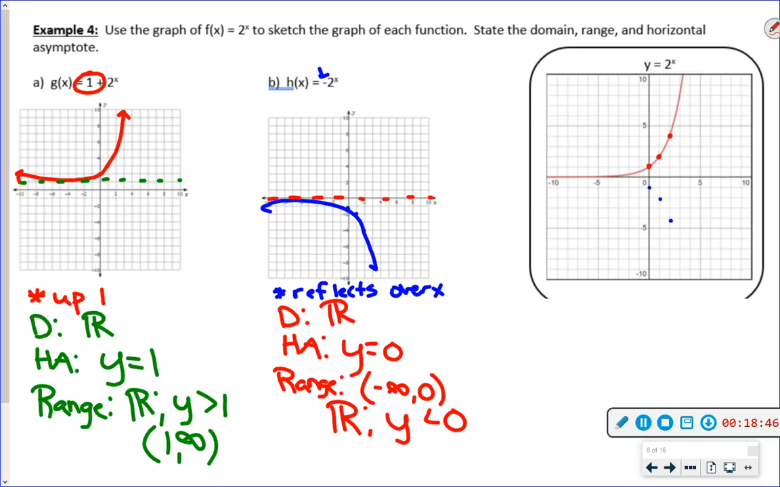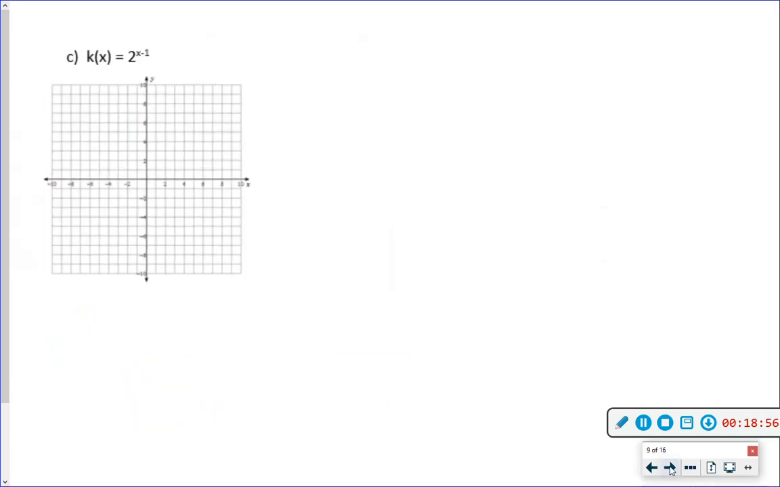Now, if you're not sure which axis it reflected over, could you have punched that in your calculator and looked at it? You could, but we should know. Okay, x minus 1. This minus 1 with x is a horizontal shift. Does it move it left or right? Right, good, right 1.